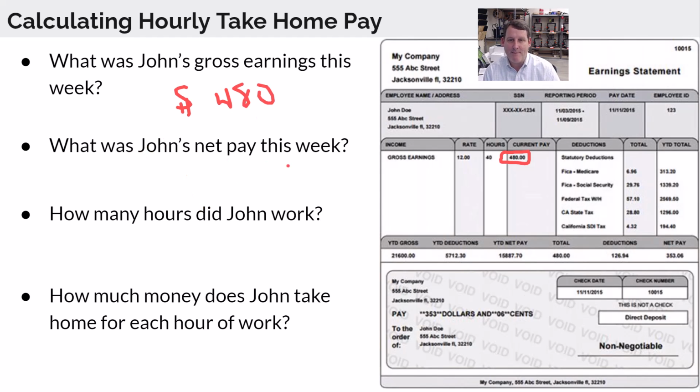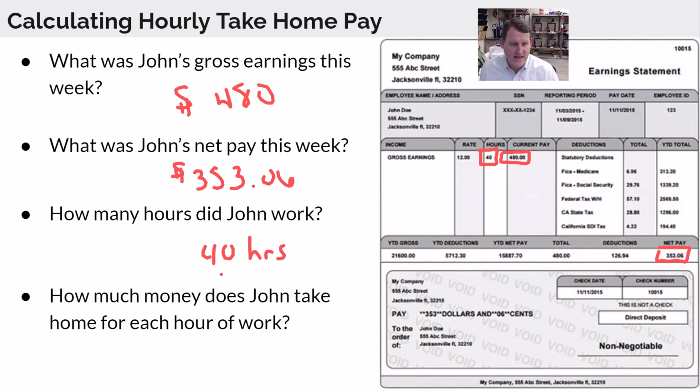What was John's net pay for this week? Okay, so net pay means after deductions and withholdings. So we can come down here and just search around. So our total pay was 480. Our deductions was 126.94, it looks like, leaving this much money that we get to take home with us, 353.06. All right. Now, how many hours did John work? So we come over here and we find, okay, right here is the hours on the pay stub. And so John worked 40 hours.